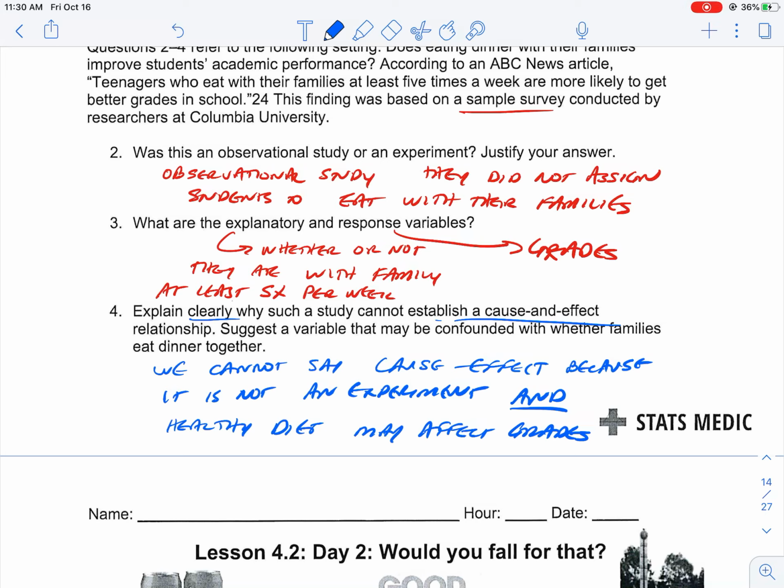But this is why we can't establish a cause and effect relationship, because we imposed no treatments. We didn't impose any treatments. And so we're just simply watching and seeing what happened. All right. So that's the difference between observational studies and experiments.